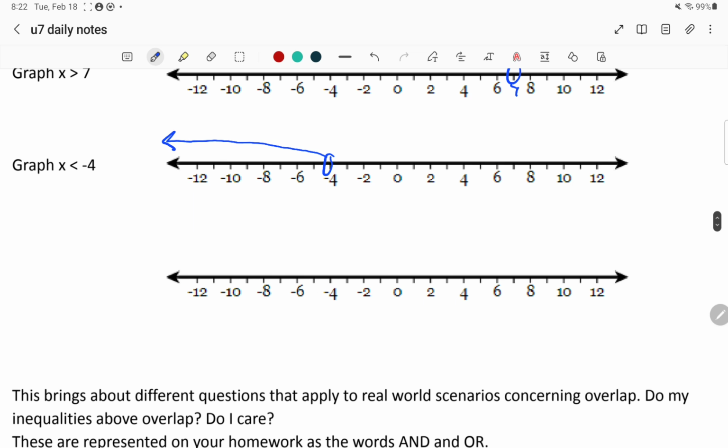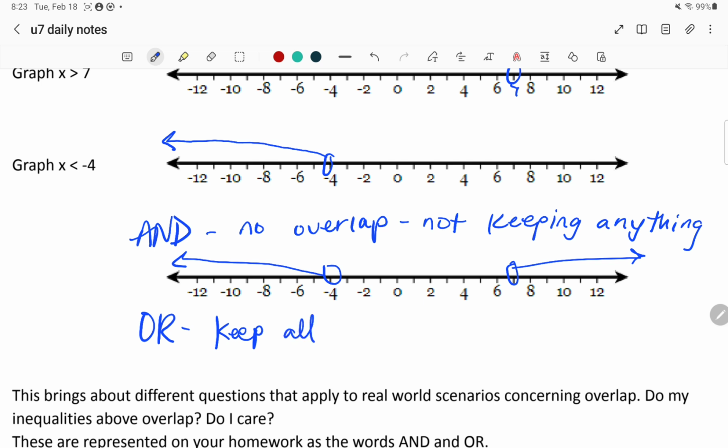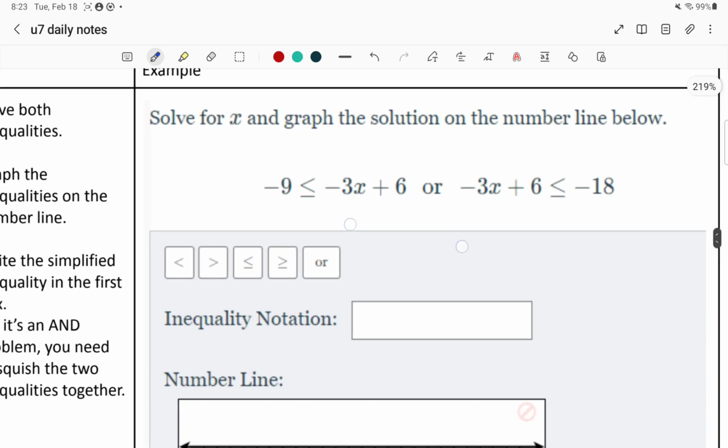Okay. And if I'm doing a compound inequality, that just means I'm applying both of them on the same graph. Okay. So if this was an and, they don't overlap. So we wouldn't keep anything. If this is an or, we keep it all. Doesn't matter if it's overlapping or not. Okay? So the words and and or, they make a difference. So let's see what Delta Math makes us do.